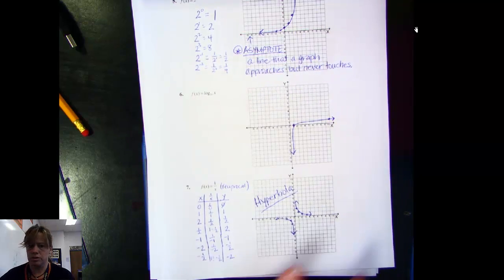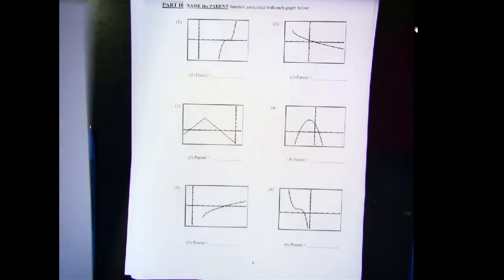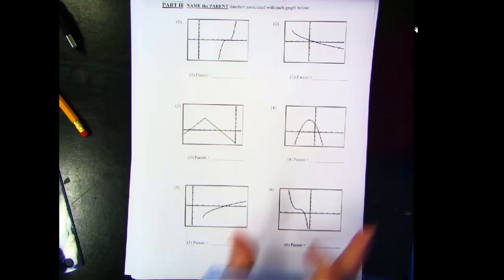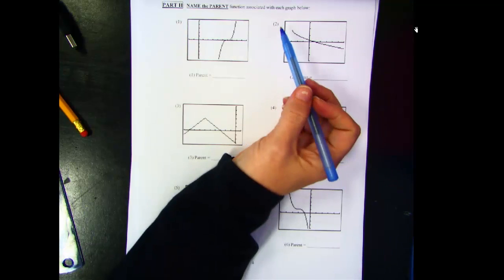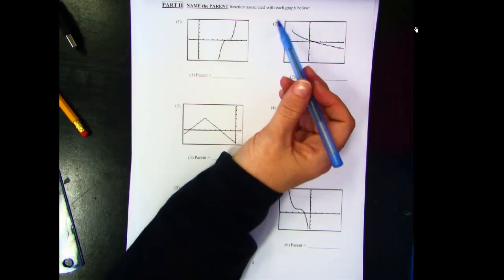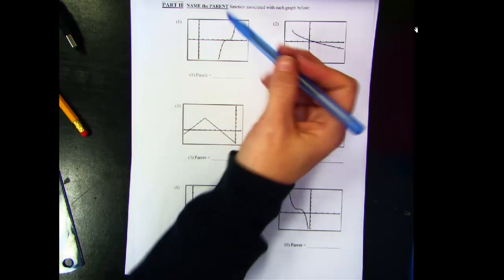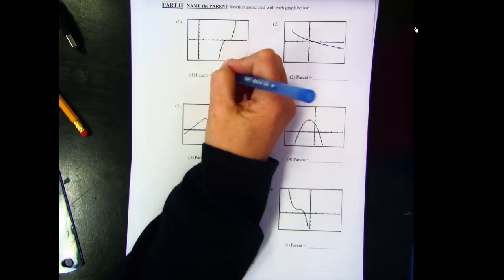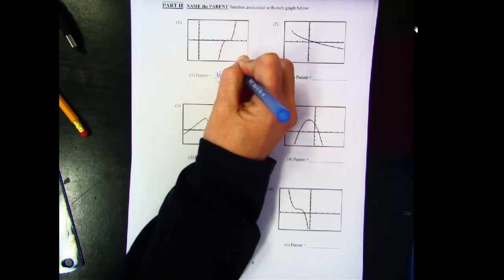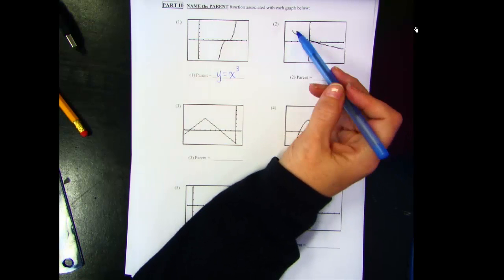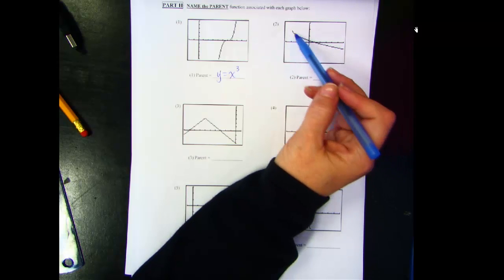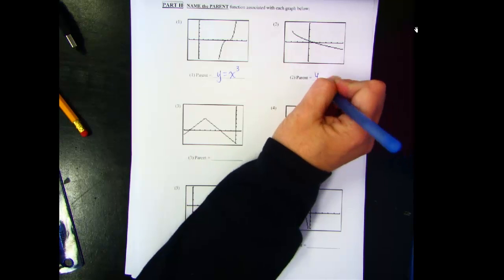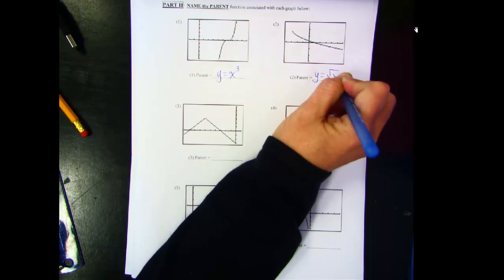Okay, the last part of this lesson is really just recognizing shapes. Notice it says on the next page, name the parent function associated with each graph below. So all I want you to do is recognize the shape. You need to get really good at looking at a graph like number 1 and saying, oh, that parent is y equals x cubed. You want to get good at looking at a curve that's kind of half of a parabola. It must be the inverse of a parabola, or y equals the square root of x.